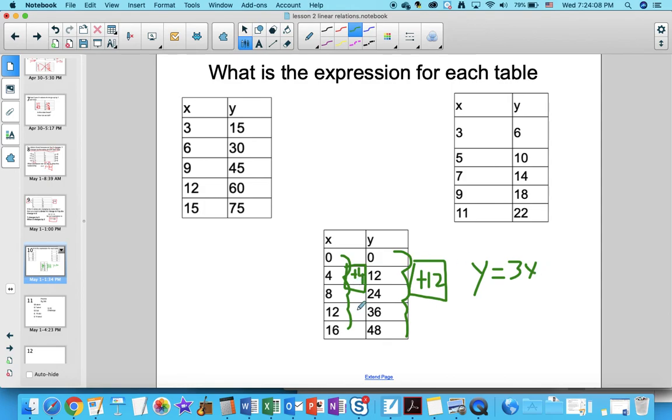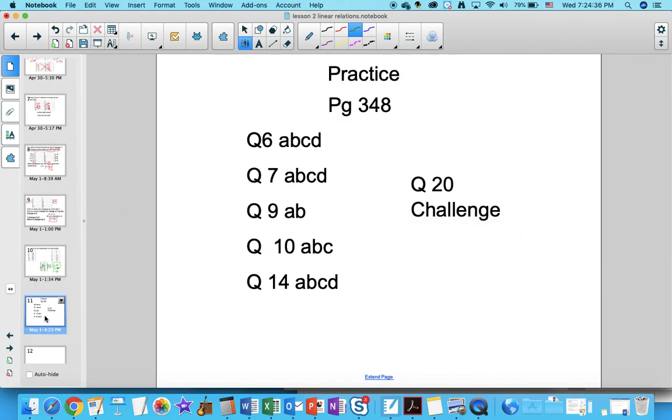And you can check that. Pick any number. Let's say 8. Okay, y equals 3 times 8. So instead of x, I have 8 because 8 is my x now. Y equals 24. And it matches. So I did it right. So the expression is y equals 3x.